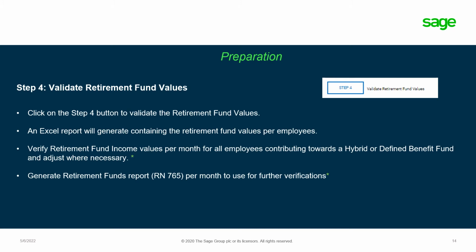Generate retirement fund report number 765 per month to use for further verification. If this report is not available on the Report and Maintenance screen, the report can be imported using the Batch Import Report function.